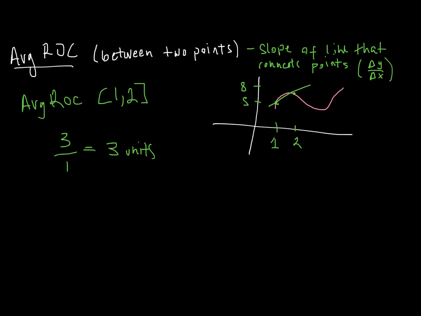If I want to find a place where the average rate of change is 0, just think about that. If I want the change in y over the change in x to equal 0, well, what has to be true of a fraction whose value is 0? The numerator has to be 0. If I want this to be the case, that means that the change in y has to equal 0. In other words, I have to be going between 2 points that have the same y value.